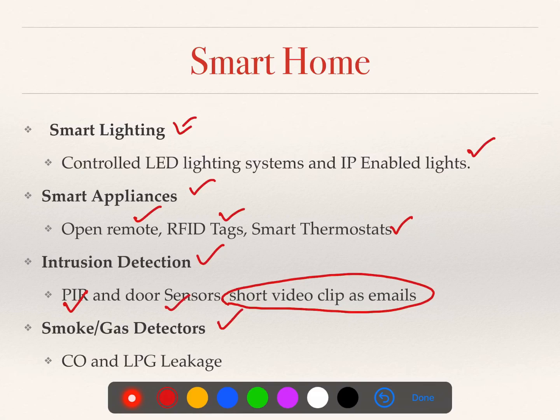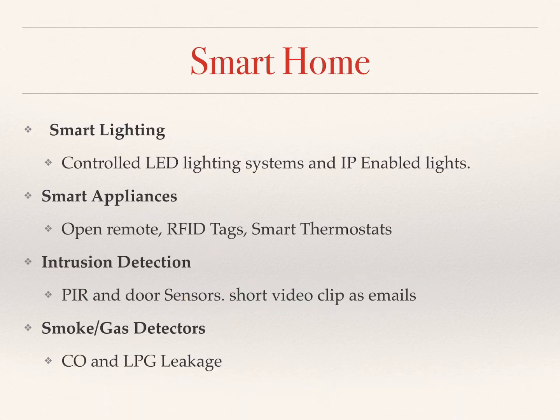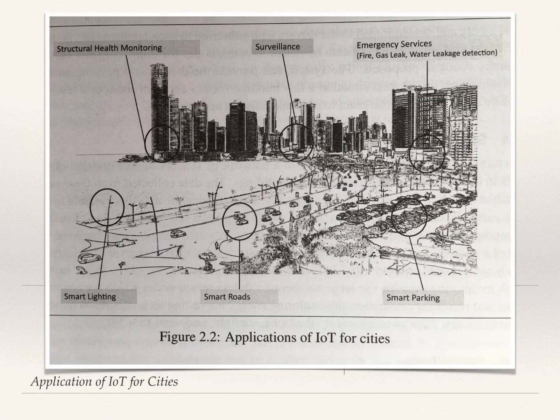Next is the smoke and gas detector. The main issue here is LPG leakage, liquefied petroleum gas, the cylinder, which is a major issue particularly in homes. That leakage, as well as carbon monoxide leakage, can be detected by the smoke and gas detectors. Designing all these makes our lifestyle much easier, and it is designed as smart home applications. So next is IoT for cities.